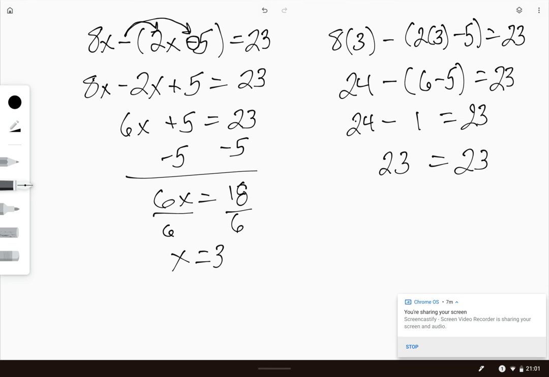Now, if you forget to do your sign change, you will probably still get an answer. It just won't be the right answer. So we should never get an equation wrong because we can always check our work by finding that value for x, just substituting it back into the original equation. Okay, so there are your examples for today.